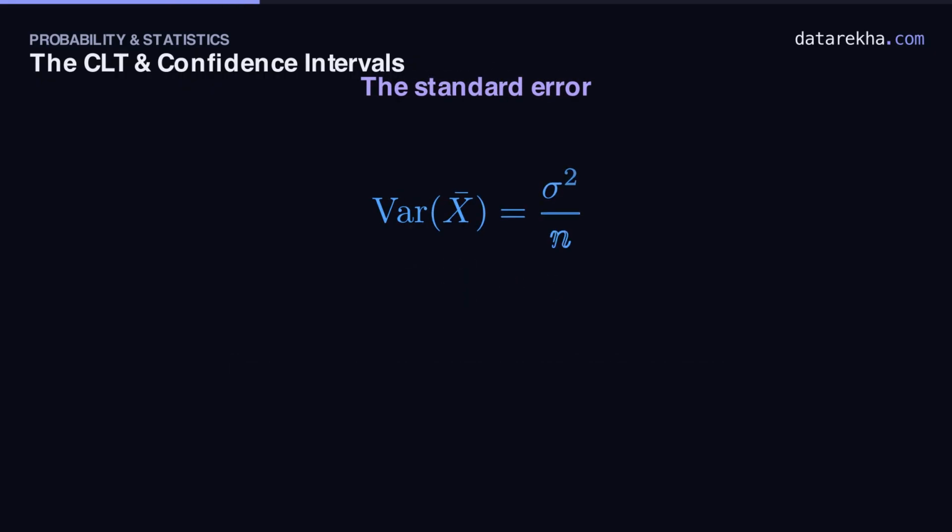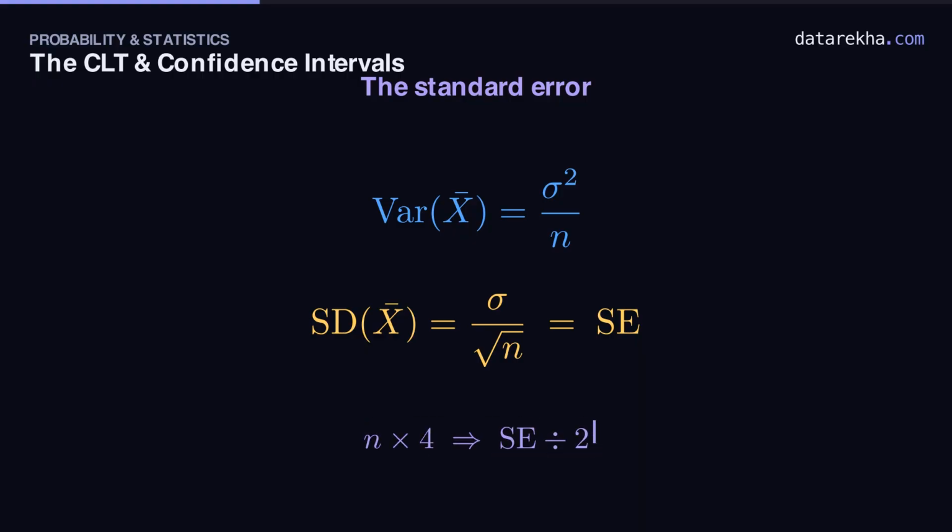Second property, and this is the one that does real work. The variance of the sample mean is sigma squared over n. Take the square root and you get the standard deviation of x bar, sigma over root n. This quantity has a special name, the standard error of the mean. Notice sigma is fixed. That's the spread of the population. You can't change it. But n sits underneath a square root. So as your sample grows, the standard error shrinks. Slowly though. To cut it in half, you don't double n, you quadruple it, because root 4 is 2.